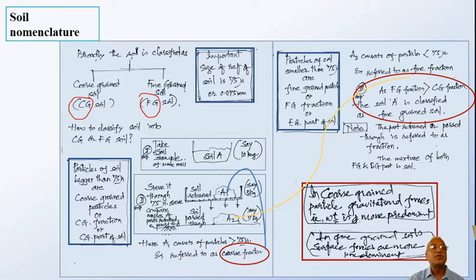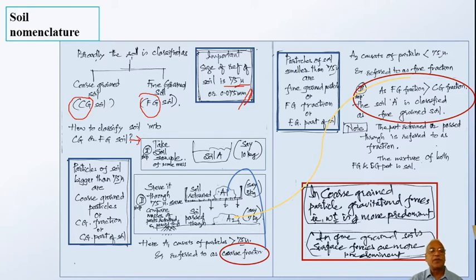Now, what is the size which is used as a reference size? That you should remember, that is 75 microns. The important reference size of soil particles is 75 microns, or 0.075 mm. This is what is to be remembered as far as size of the particles is concerned. Now, how to classify which soil is coarse grained soil and which soil is fine grained soil?